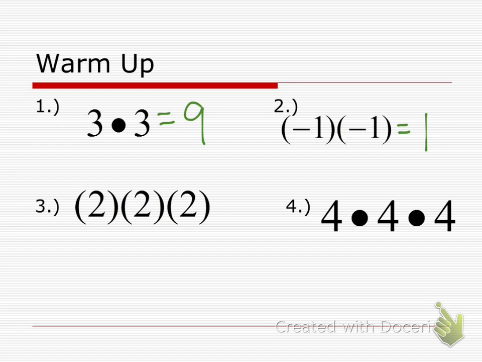2 times 2 times 2. 8. Good. 4 times 4 times 4? 32. 64. 32. All right, let's talk about it. What is 4 times 4? 16. And 16 times 4 is 64.